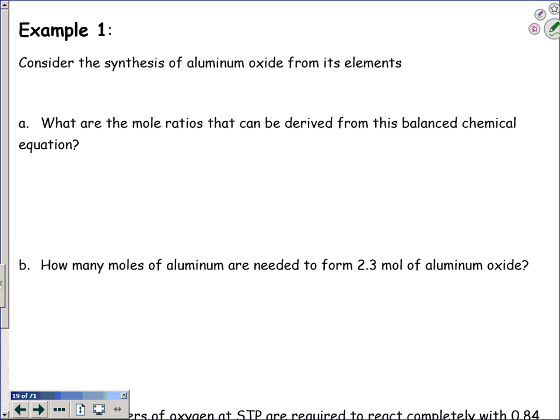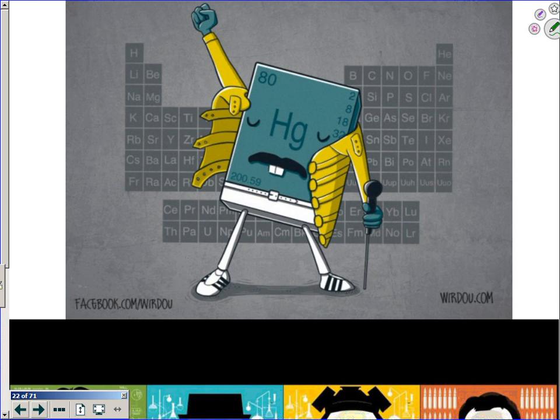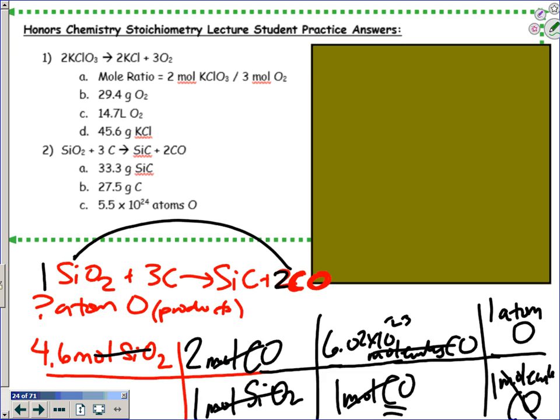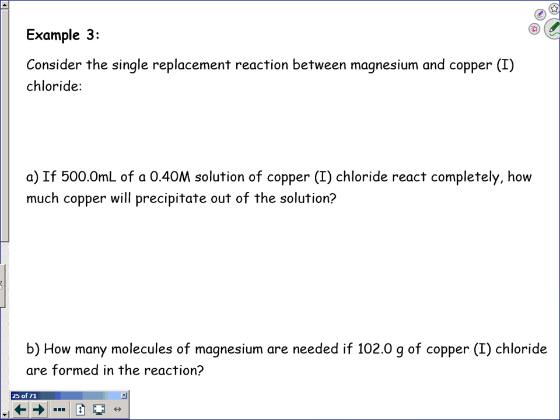Yes. Let's go to 3. We didn't do 3 yesterday. Oh, does anybody get this? It says HG. Come on, guys. He's a rock. Thank you, Freddie Mercury. Google it later. Google it later.